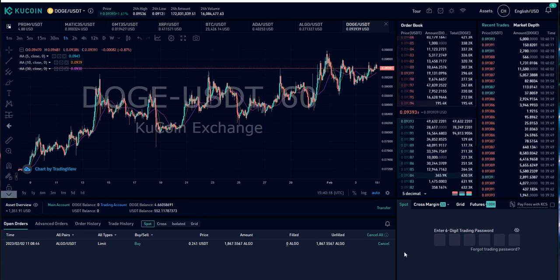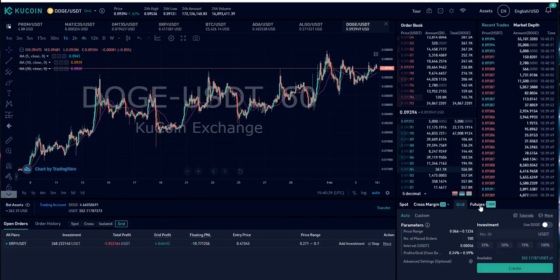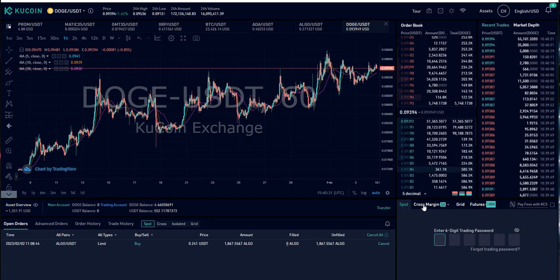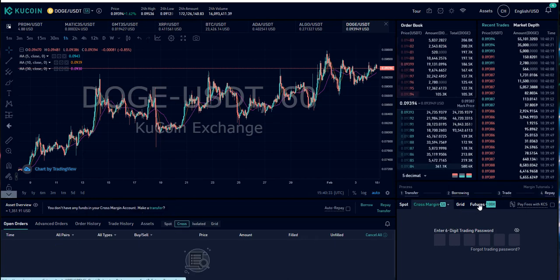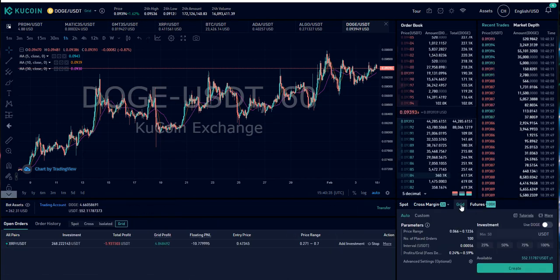So we're on KuCoin here, and I'm going to go over a couple of things of why you want to do it this way and things like that. So first thing we want to do is check out grid. Over here you have spot, cross, margin, futures, grid. Okay, let's keep it safe, right?